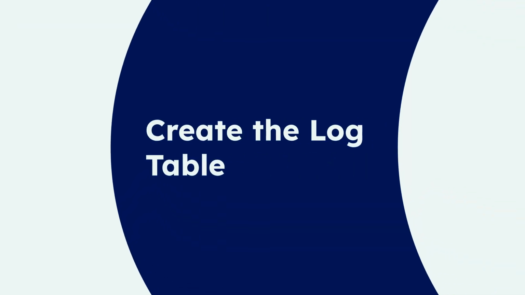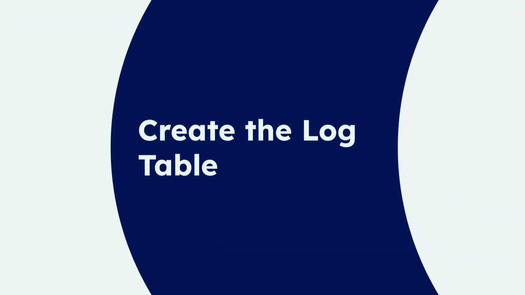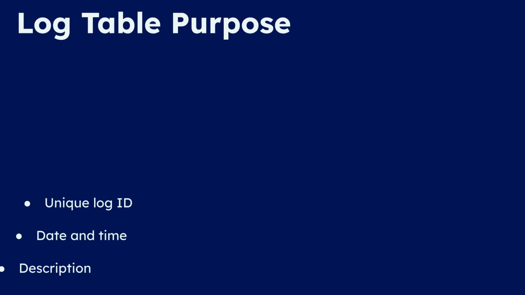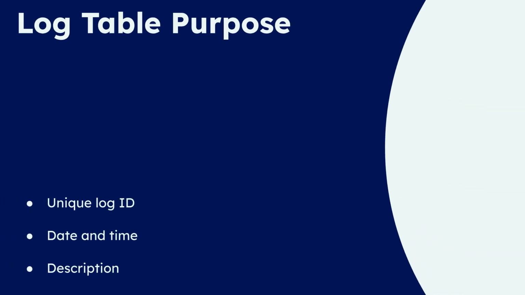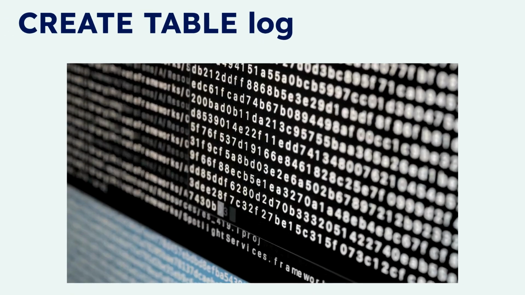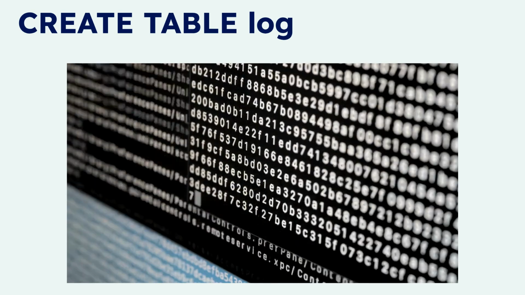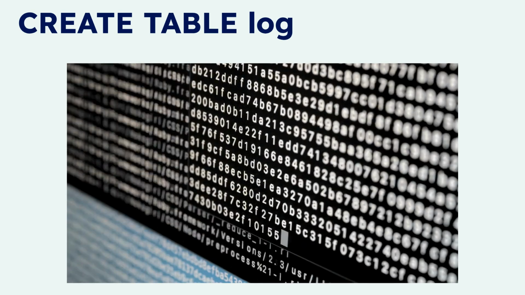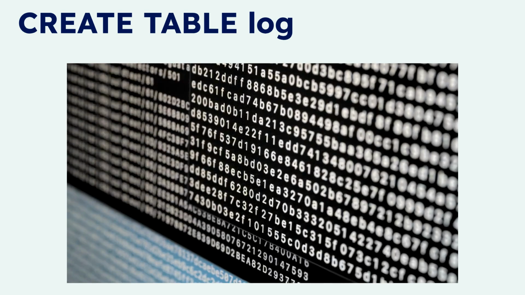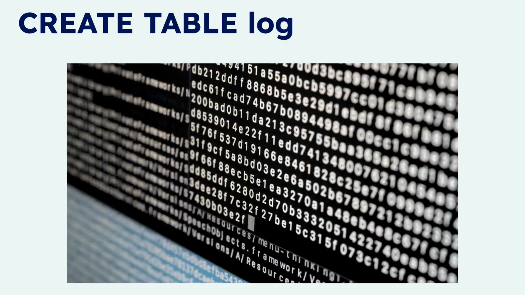Before creating triggers, we need a table that will store the transaction history. This log table will capture 3 pieces of essential information for our audit trail: a unique log ID, the date and time of the transaction, and a description of the event. Now we create the log table using the following SQL code. Create table log with log ID, log date, and transact name fields. Each time a trigger executes, it will insert a record into this table.